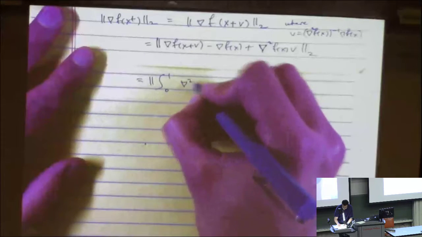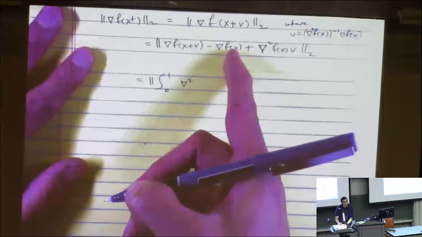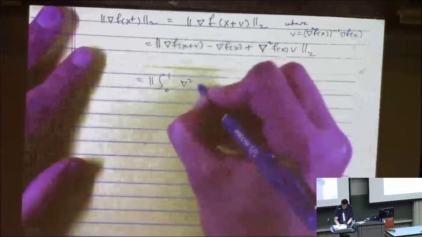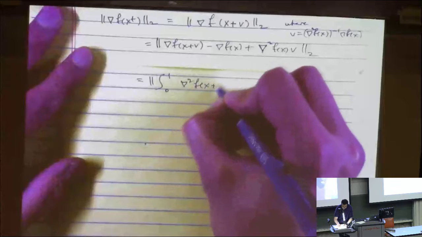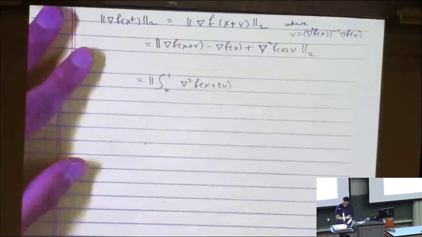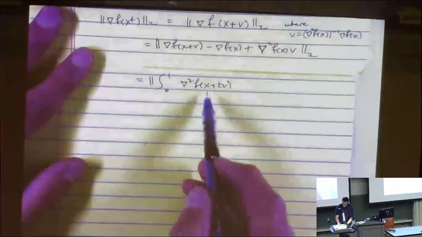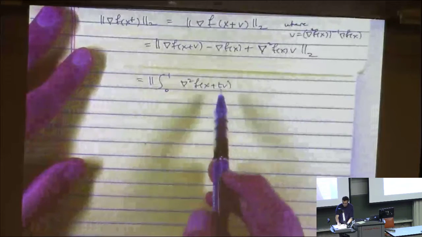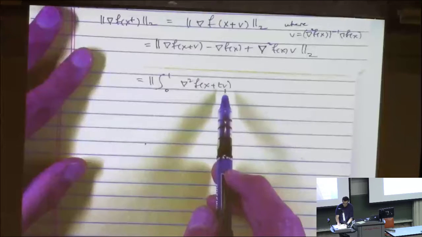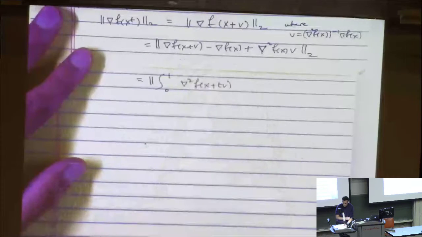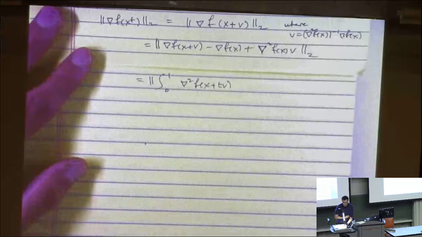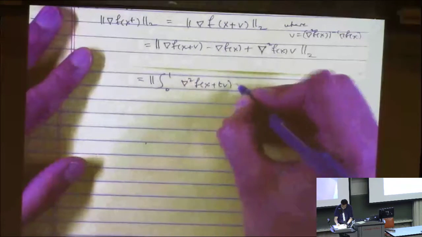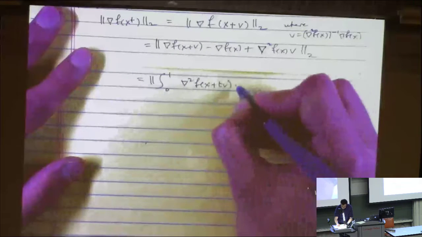We can just write this difference as the integral of its antiderivative, right? This is just using the fundamental theorem of calculus. So if I were to integrate the Hessian evaluated at x plus tv, and this was an integral with respect to t between 0 and 1, I would just get the difference in the gradients. Oh, sorry, of course I have to be multiplying by v because of the chain rule, right?